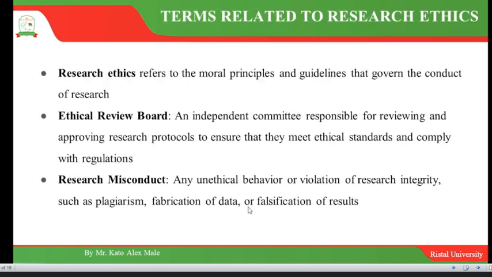So, to start with, terms related to research ethics. These refer to the moral principles and guidelines that govern the conduct of research. This is a must. As a researcher, you must observe research ethics. Observe the moral principles and guidelines. Find out what are the ethics concerning my study. Are you going to collect people's blood samples?